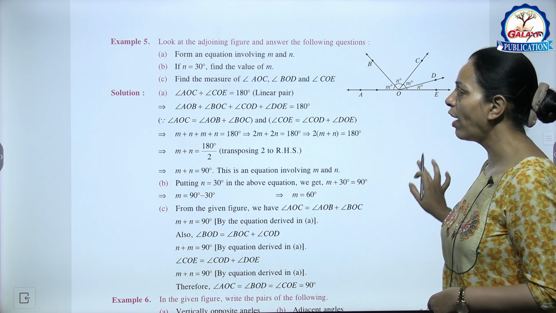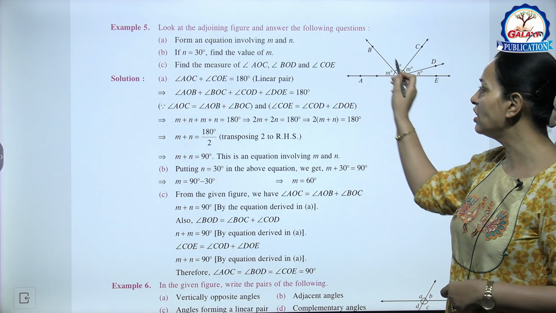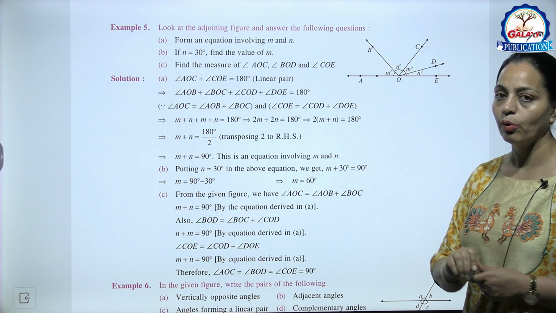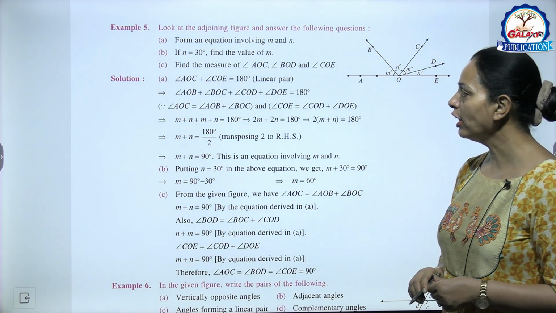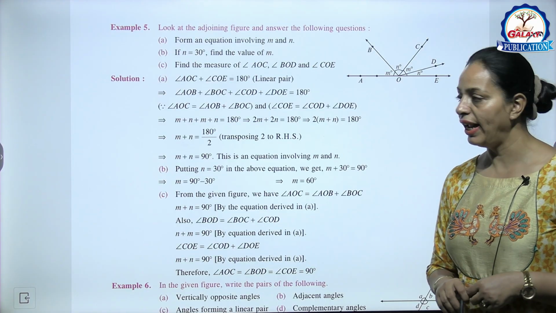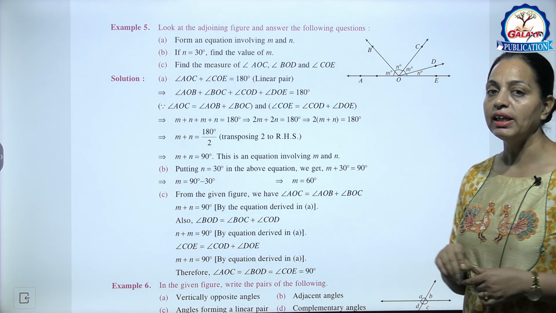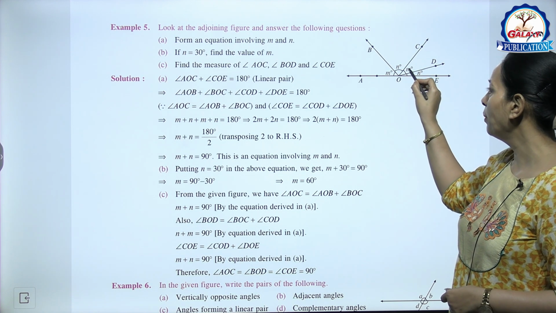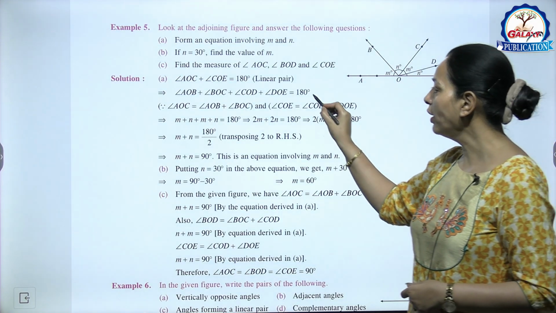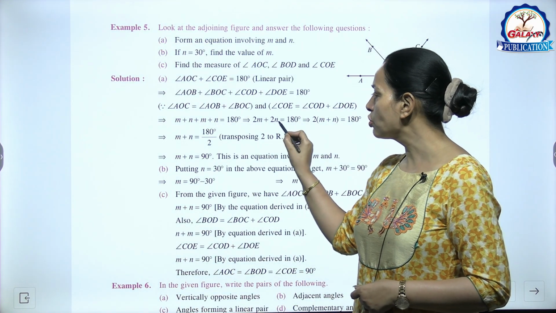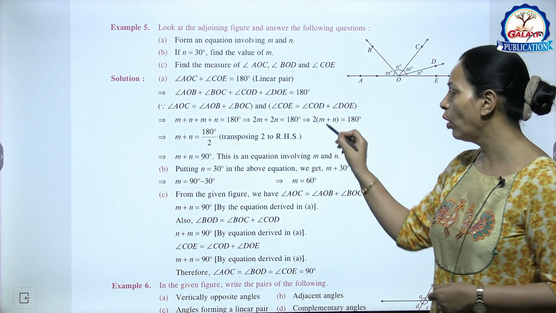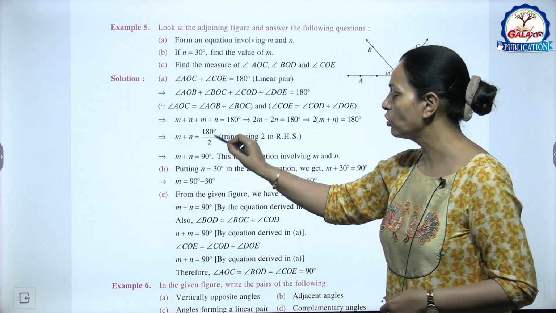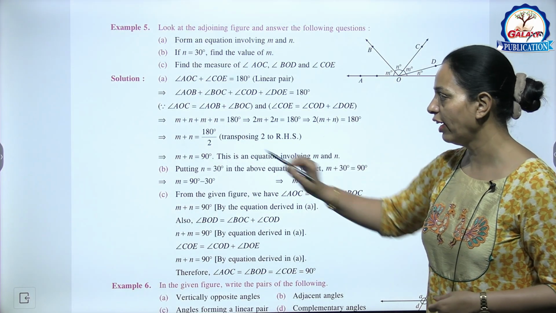Now the next example 5, look at the following figure and answer these questions. Here you can see one figure, some angles M, N, N, M. Now A part, form an equation involving M and N. You can see these all angles are forming linear pair, means their sum is 180 degree. So M plus N plus M plus N equals 180 degree. Now 2M plus 2N equals 180 degree. We will take 2 common, 2 times M plus N equals 180 degree. So M plus N equals 90 degree. So this is the equation.